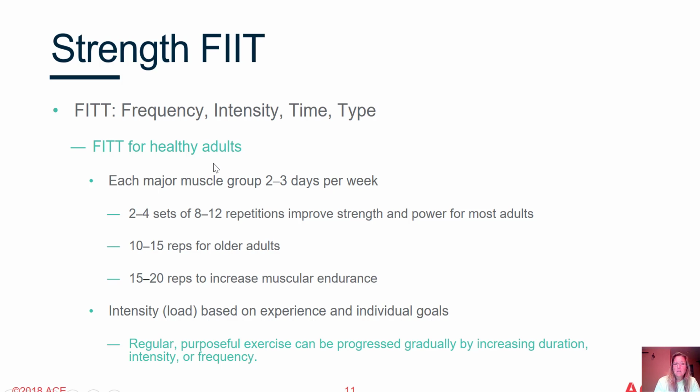As far as your intensity and time, you're doing roughly 2 to 4 sets of 8 to 12 reps per exercise, and that's going to help improve strength and even power. If you're choosing to work with an older adult population, the recommendation is more like 10 to 15 reps for muscle strength. If you're focusing strictly on muscle endurance, the repetitions are a little bit higher, 15 to 20 reps per exercise or per set for muscular endurance.